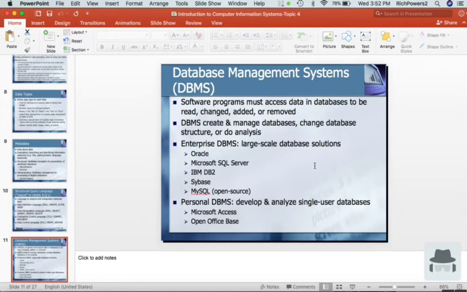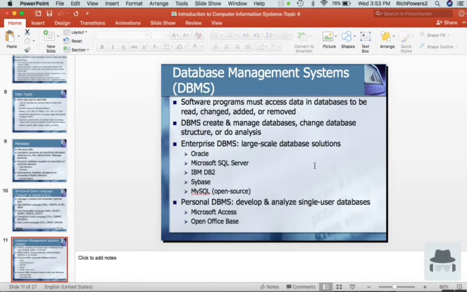Now, a database management is what we've been talking up till now is database, this concept of a database itself. A database is the conceptual model. Basically, relational databases are based upon relational algebra, which is a form of mathematics. A database management system is actually how it's implemented on a computer. So it's really a software program.